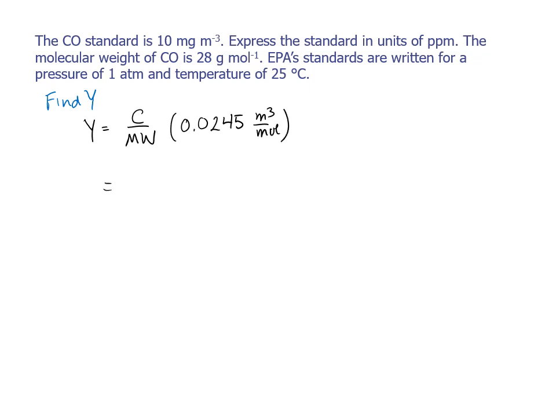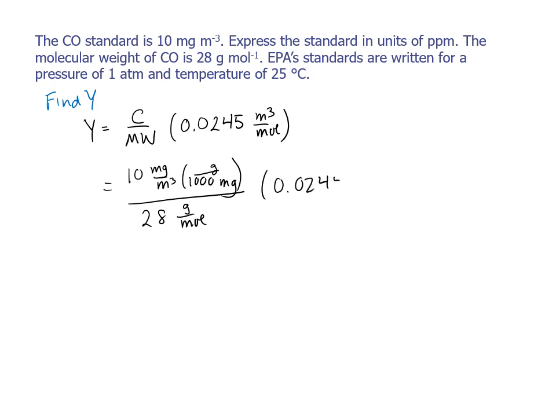So now I can go ahead and make my substitutions. Our concentration is 10 milligrams per cubic meter. Let me divide by 1,000 milligrams per gram to convert that to grams. We'll divide by the molecular weight of carbon monoxide, which is 28 grams per mole. And then we multiply by the 0.0245 cubic meters per mole. This gives us 9 times 10 to the minus 6.